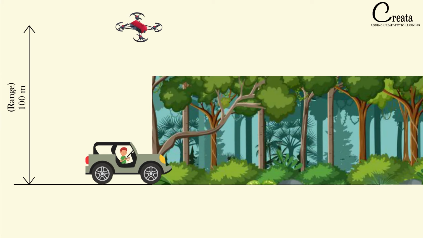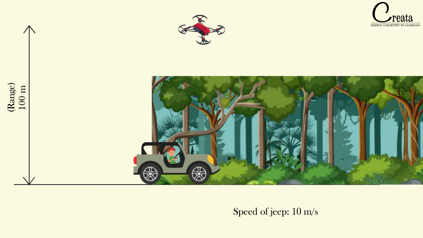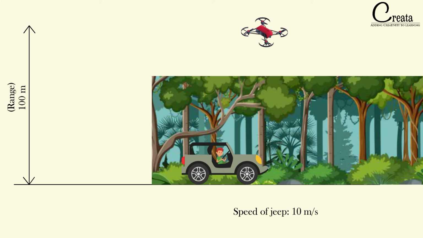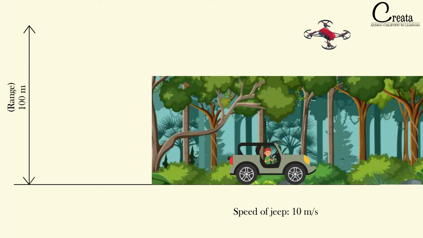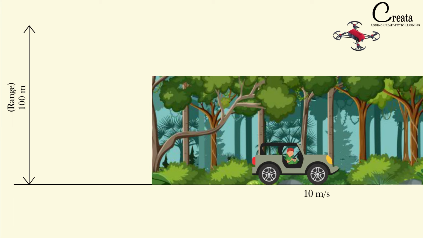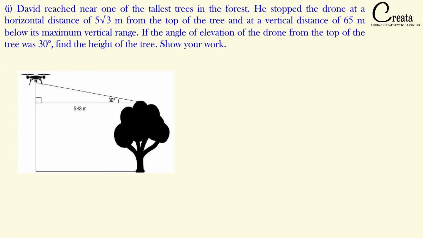Also the speed of the jeep is given as 10 meters per second, the average speed of the jeep, that will be used. And as he moves inside the jungle, he will observe various things and various trigonometric angles and trigonometric triangles will be formed and we will solve various questions. Okay, let's take down the first part.